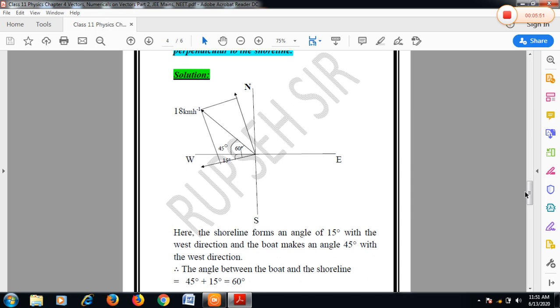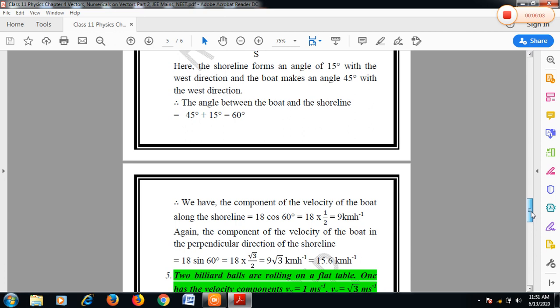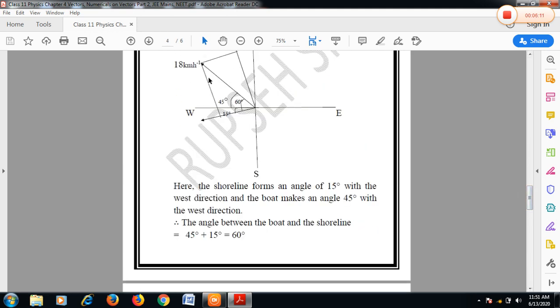First, the velocity component of the boat in the direction of the shoreline will be 18 cos 60 degrees. So we have 18 into half, which equals 9 km per hour, since 60 degrees is the angle between the velocity of the boat and the shoreline.